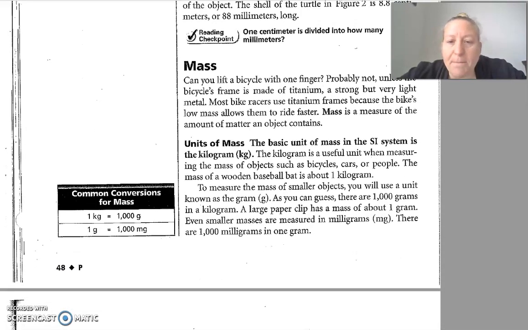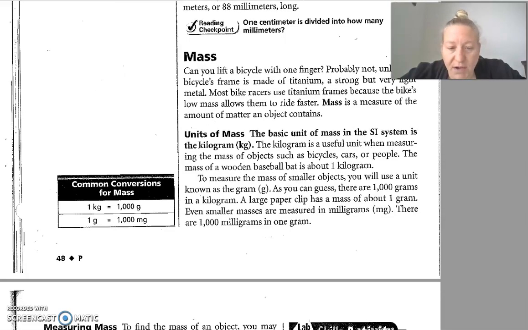Units of mass. The basic unit of mass in the SI system is the kilogram. The kilogram is a useful unit when measuring the mass of objects such as bicycles, cars, or people. The mass of a wooden baseball is about 1 kilogram. To measure the mass of smaller objects, you would use a unit known as the gram. As you can guess, there are 1,000 grams in a kilogram. A large paperclip has a mass of about 1 gram. Even smaller masses are measured in milligrams. There are about 1,000 milligrams in 1 gram.